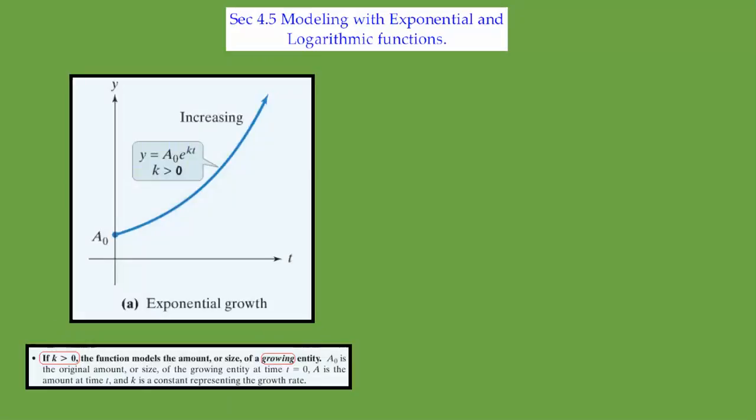We have exponential growth models. And if you have a growth model, the value of k, the constant, is positive. So if you have exponential growth, you'll have an initial amount that's represented by A sub 0 and is the y-intercept here. And as time advances, the amount gets larger and larger and increases without bound. So when k is greater than 0, we have exponential growth.